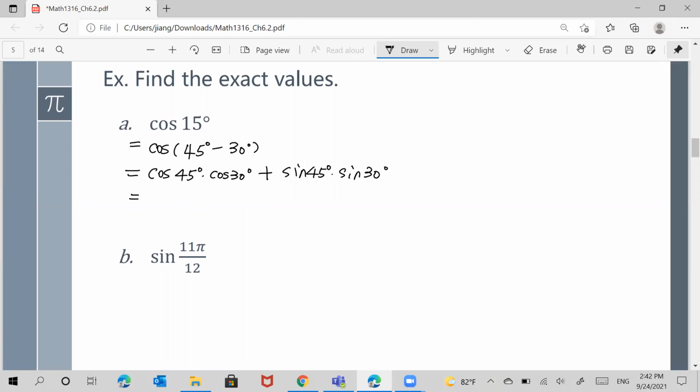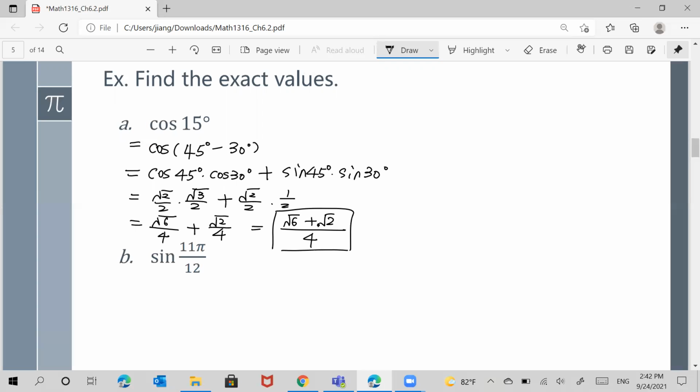This one, plug in the value. Square root of 2 over 2 times cosine 30 degrees, which is square root of 3 over 2, plus sine 45, which is square root of 2 over 2, and sine 30 degrees is 1/2. This one, square root 2 times square root of 3 is square root of 6, and the bottom is 2 times 2 is 4. Plus square root of 2 over 4. The bottom is 4, the top is square root 6 plus square root 2. We can't simplify this anymore, so we just keep this. Okay, this is the final answer for cosine 15 degrees.